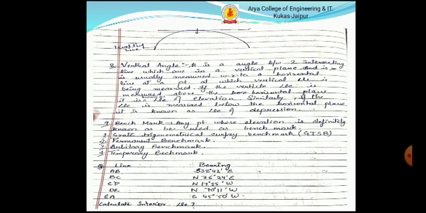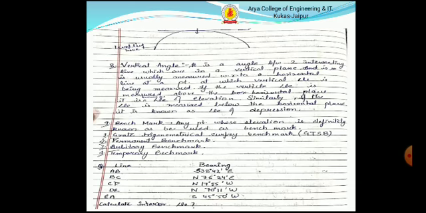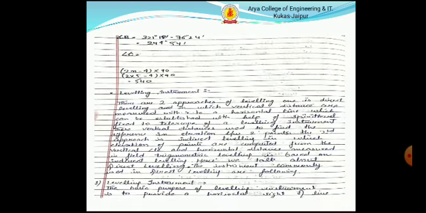So here is a question in which quadrantal bearing is given. The sum of interior angles formula is (2n minus 4) into 90, and the formula of interior angle is back bearing of previous line minus fore bearing of next line.